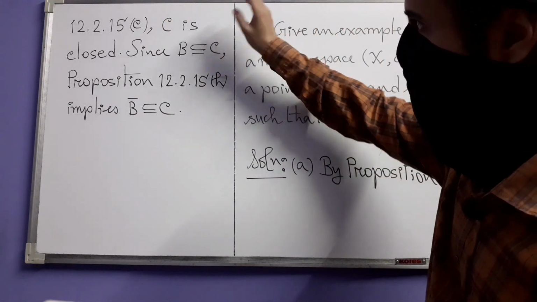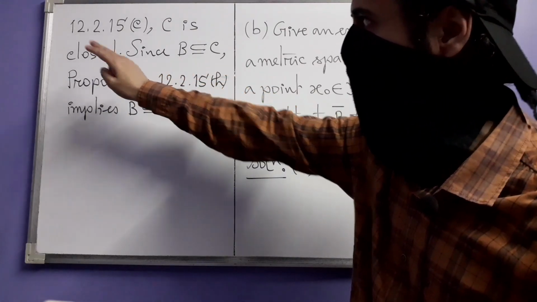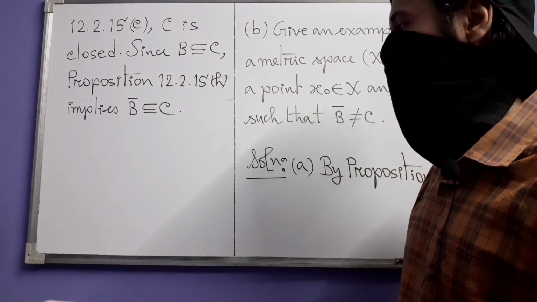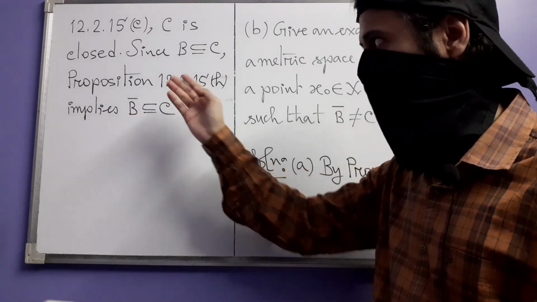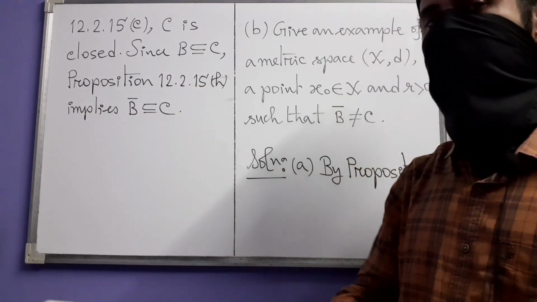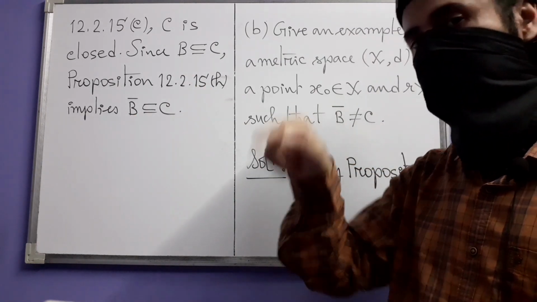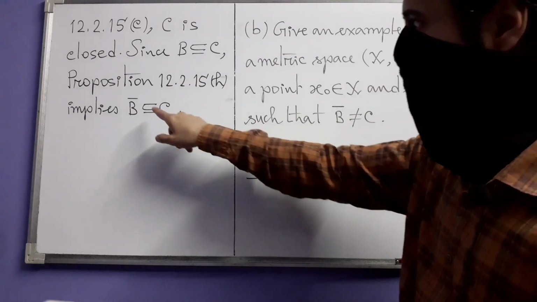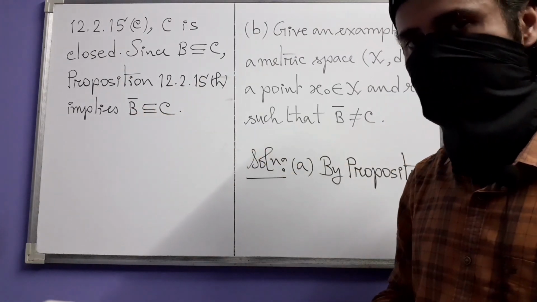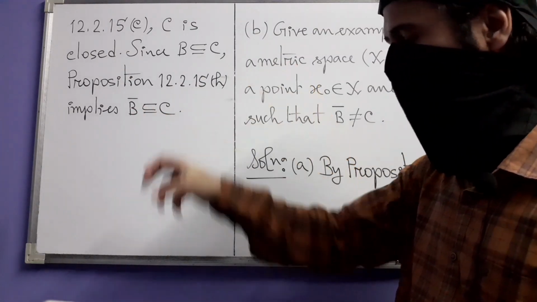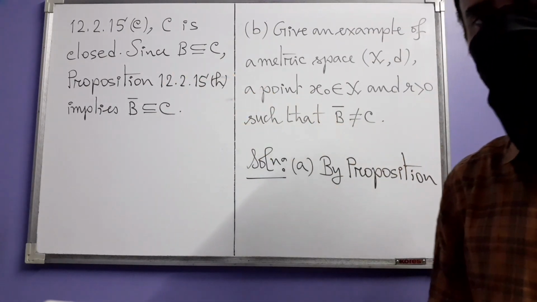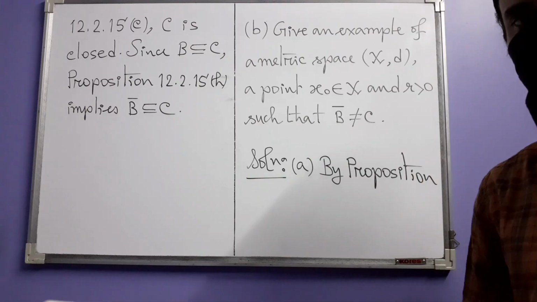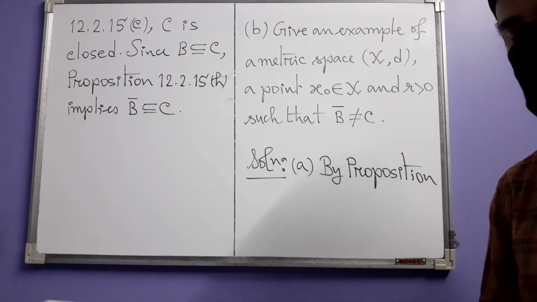C is a closed set which contains B, and B bar by this part H is the smallest closed set containing B. So this being the smallest of all closed sets will be contained inside every closed set. In particular, it will be contained inside C. So that's how we have part A, and next comes part B.